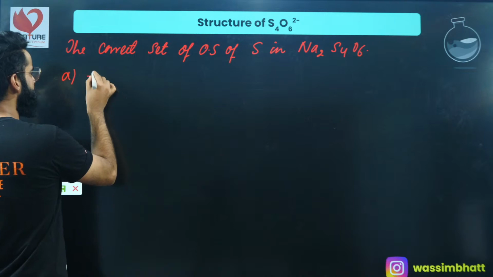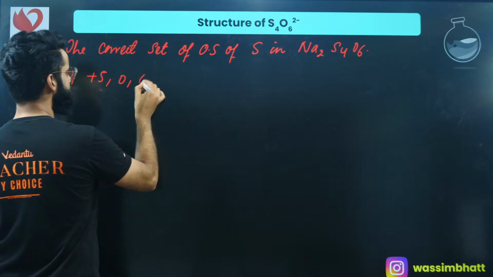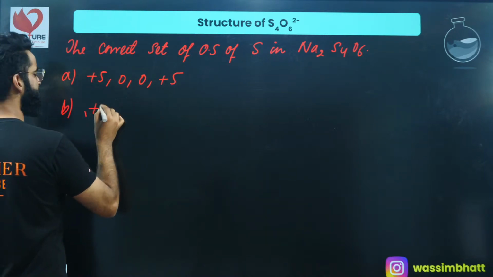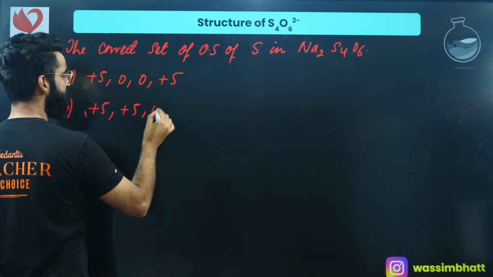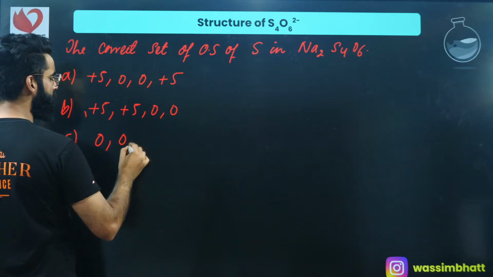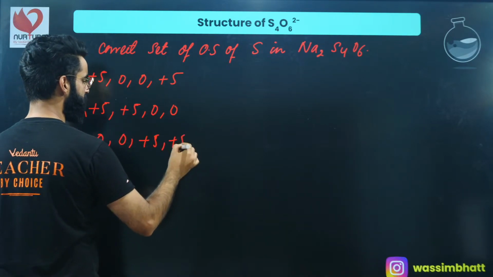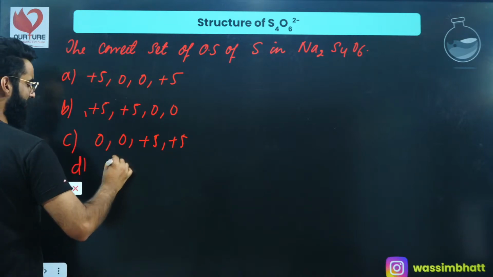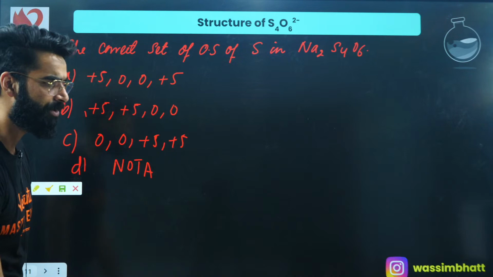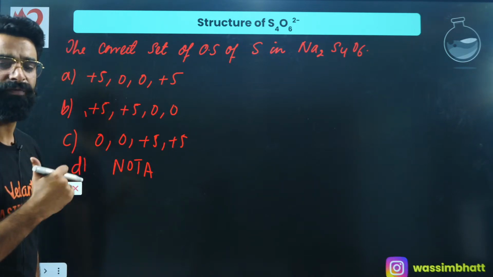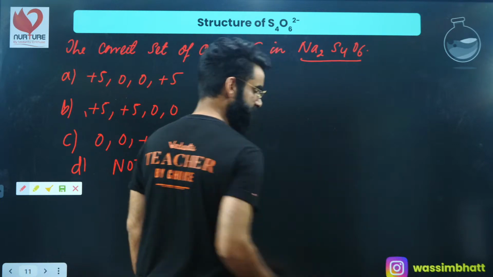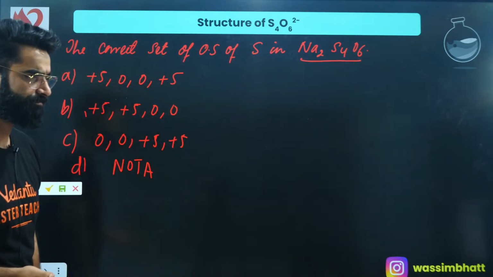Few options were given to us. The first option was plus 5, 0, 0, plus 5. Second option was plus 5, 0 and 0. Third option was 0, 0, plus 5, and last option you can write none of the above, right? You need to select the correct answer among all. What is going to be the correct set of oxidation states of all the 4 sulfur atoms in case of Na2S4O6?